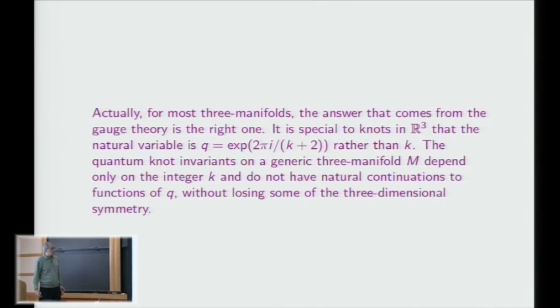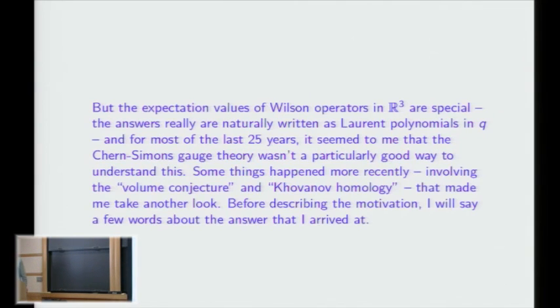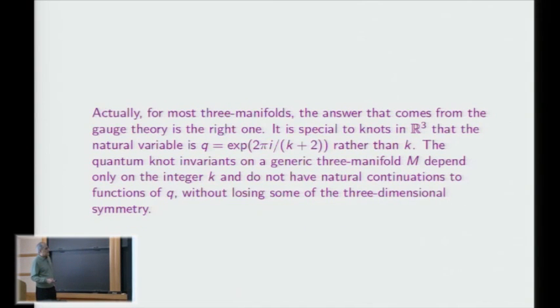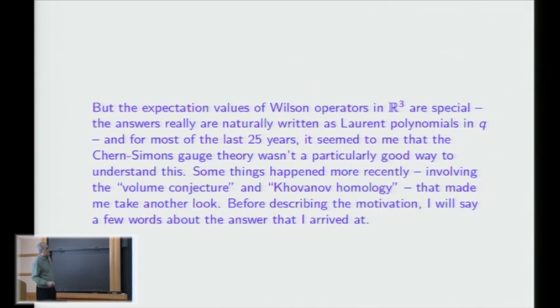So the variable is in fact Q to the 1/R, so I just take the exponential of 1/R. Yes, right. Many authors actually use Q, or what I call Q to the half is called Q by some authors, but in the presentation I'll give, this is the most natural variable. However, the answer we get from the gauge theory is the right one for a generic three manifold. If you want a complete quantum topological invariant, K has to be an integer. But knots in R3 are special, and the answers really are naturally Laurent polynomials in Q.